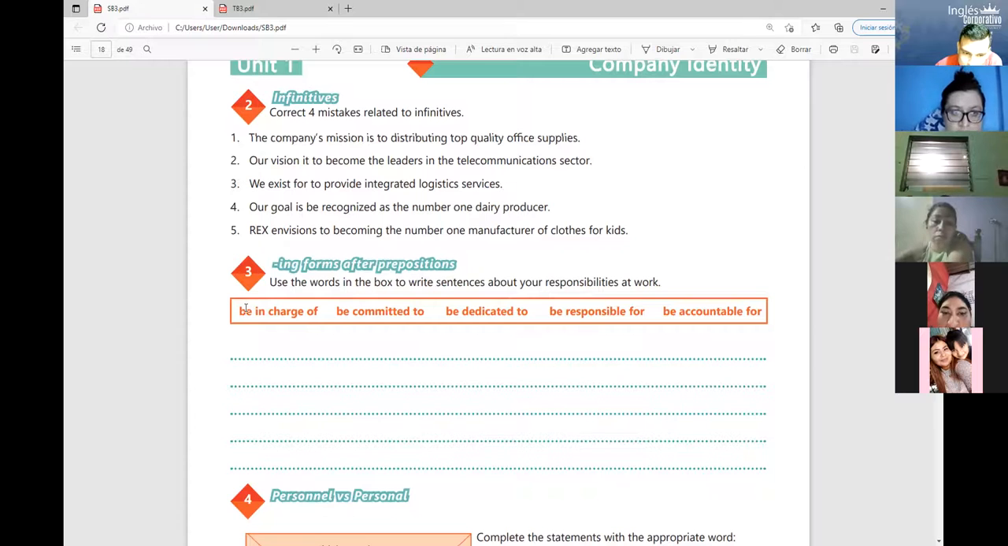El manual lo que propone es el uso de diferente vocabulario. Porque imagínese que usted solo aprende be in charge of. Y llega un cliente y usted le dice, are you responsible for these people, this personnel? Y usted va a decir, pero yo solo me acuerdo de in charge of. No, la idea es que usted tenga una variación. Ok, thank you, teacher.